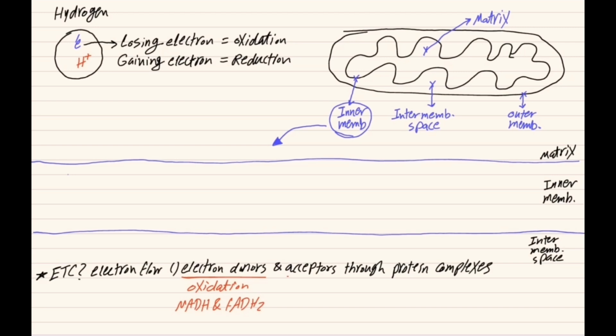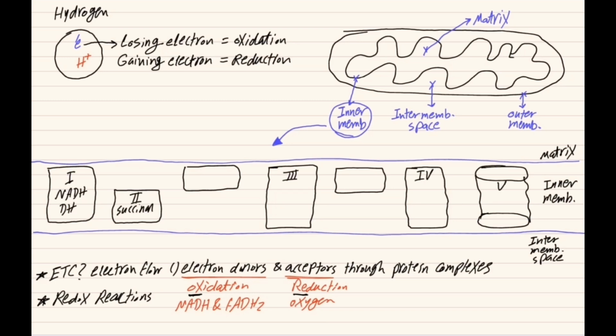Moving on, electron acceptors equal reduction. And the ultimate acceptor here is oxygen. And this is why we need to breathe, and we breathe a lot. So it's a chain of reduction and oxidation reactions, hence the name redox reactions. We can call it that.